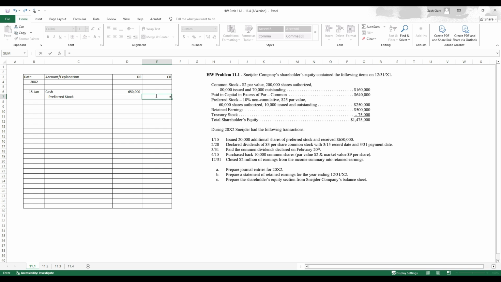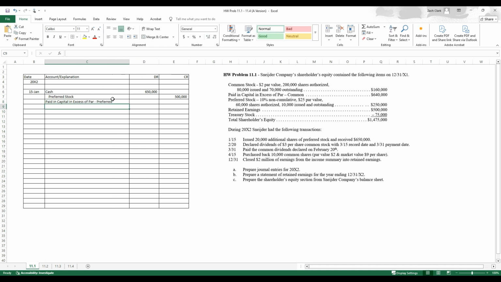So we take our 20,000. What does it say? Par is $25 par value. So we can take $25 par value times 20,000. So 500,000 is the par value times the number of shares issued, and then the paid in capital in excess of par preferred.